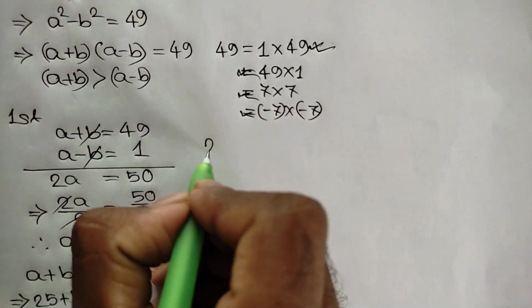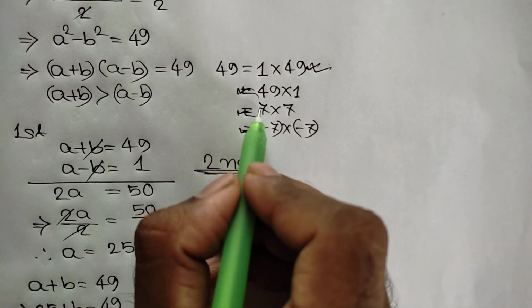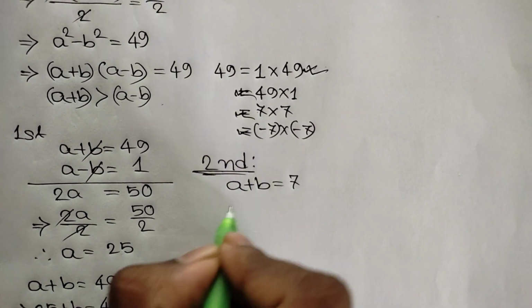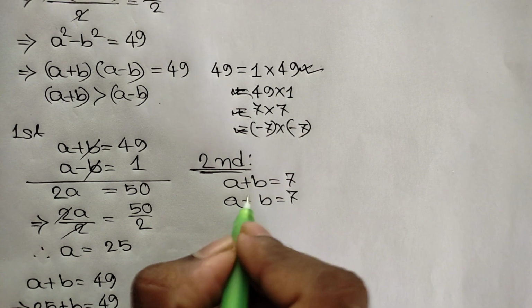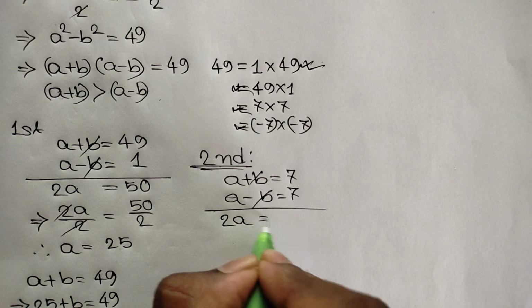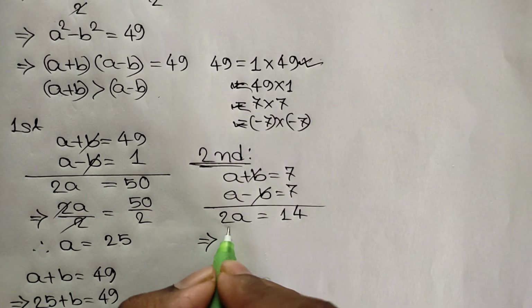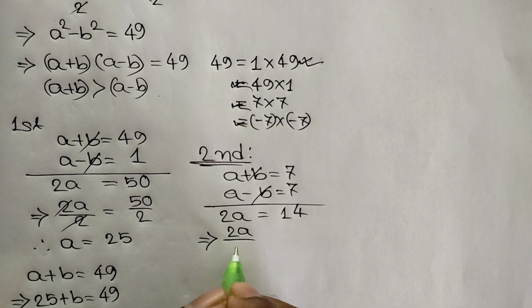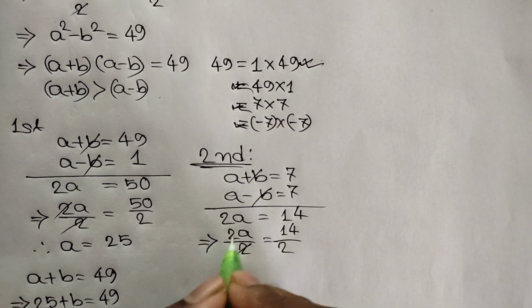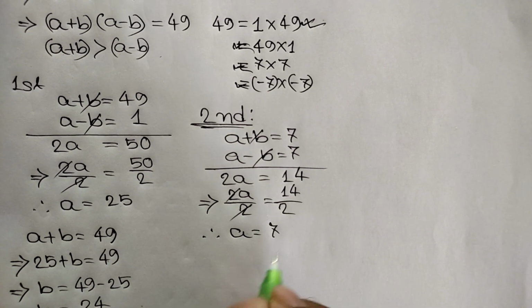Case number 2, when a plus b is equal to 7, then a minus b is equal to 7. Now adding these two equations, we can get 2a is equal to 14. Divided by 2 to both sides, we will write 2a over 2 is equal to 14 over 2. This 2 cancels out this 2, so the value of a is equal to 7.